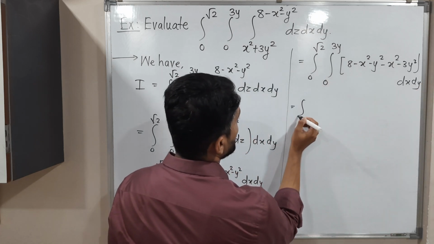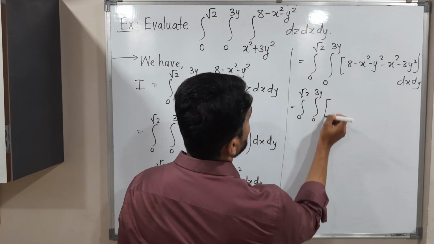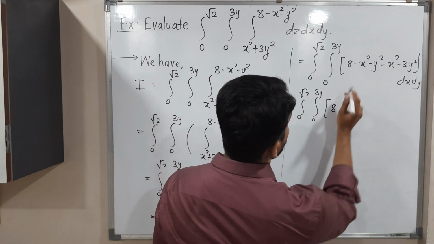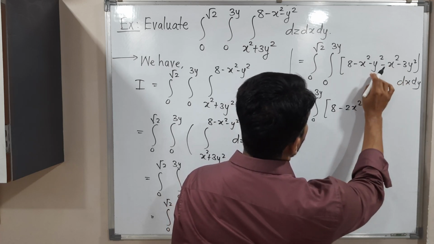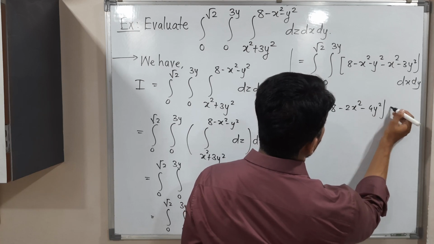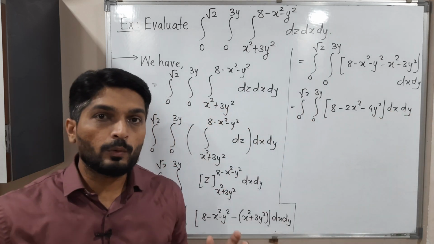Let us cancel out the terms if possible. Can we cancel anything here? No. But see, 8 is constant, minus x square minus x square is minus 2x square, and minus y square minus 3y square is minus 4y square. So dx dy. In this way we solve the inner integration.